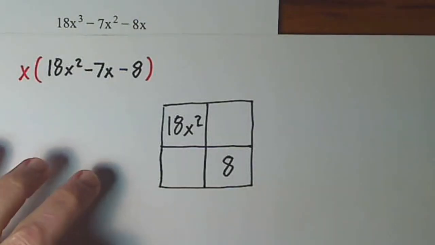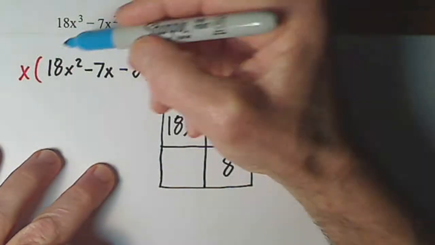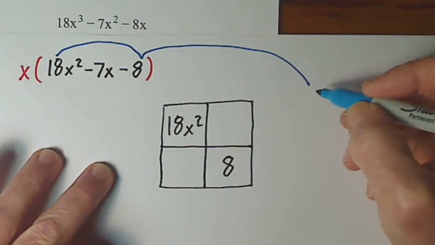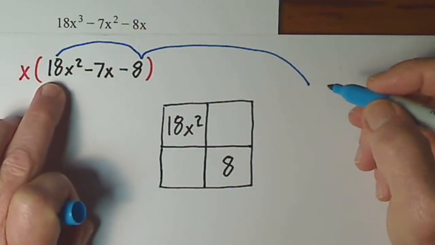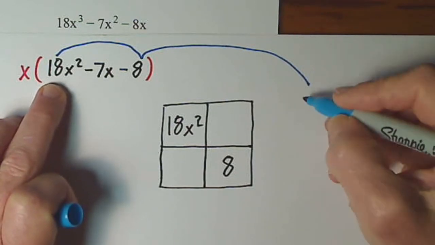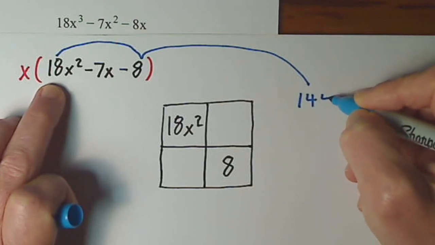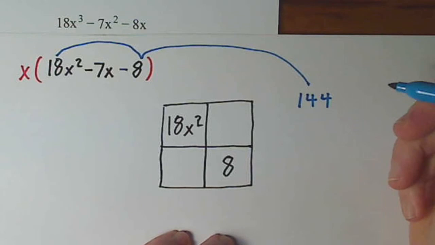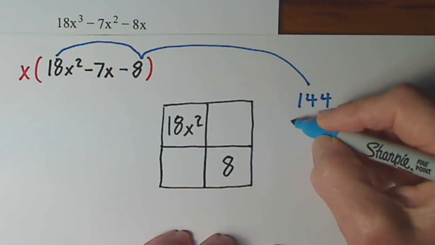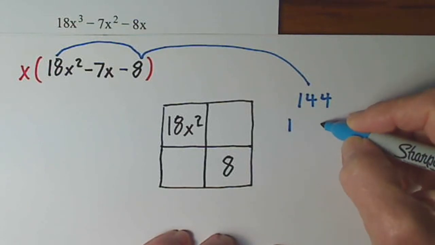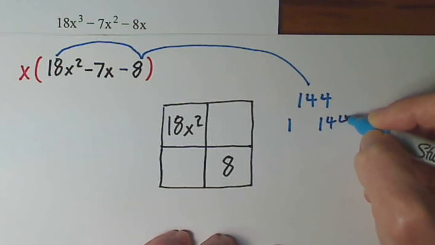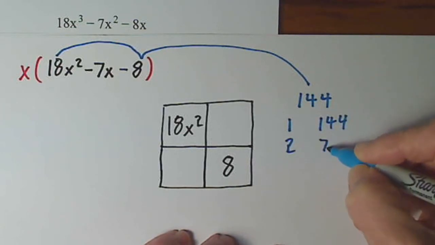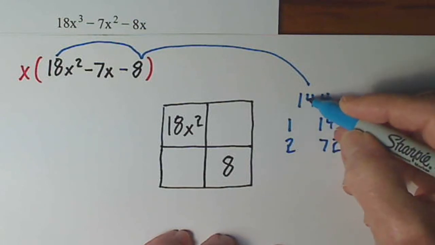Alright? I'm going to multiply the first term times the last term. And that's going to give me, let's see, 18 times 8 is 144. And now I have to list all the factors of 144. Alright. The more you do this, the faster you get. So 1 and 144, 2 and 72, 3 will go in there.